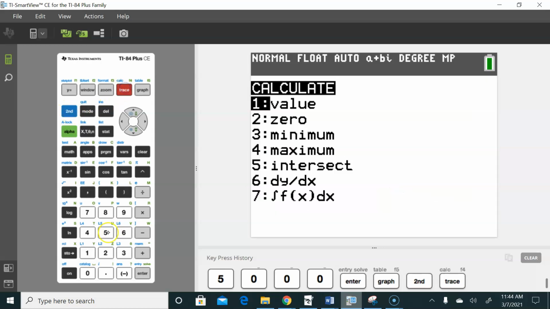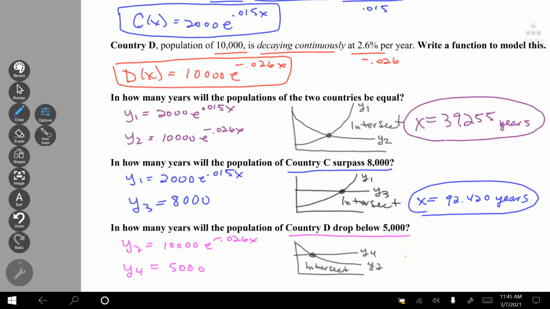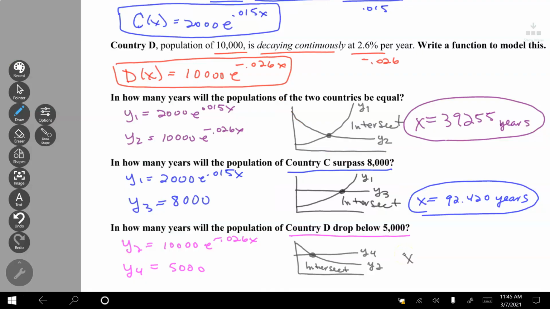Second trace, number 5. And a little bit less than 27 years is where these two graphs intersect. So I get x equals 26.660 years is where they intersect. And there we go. That's how we do it, using our graphing calculator and using this new model.